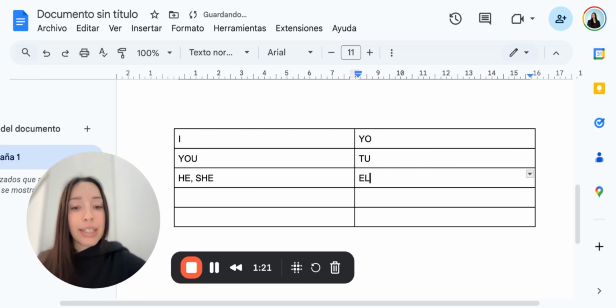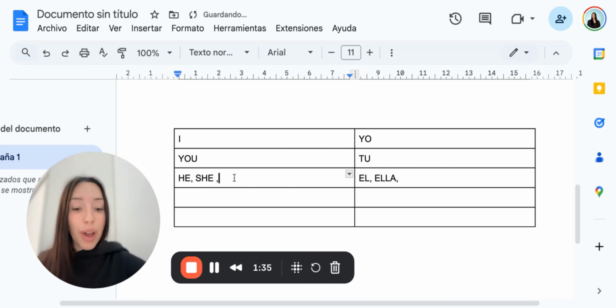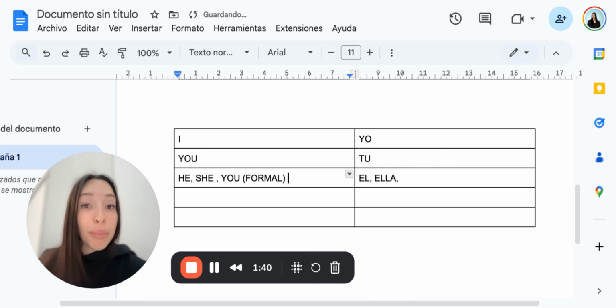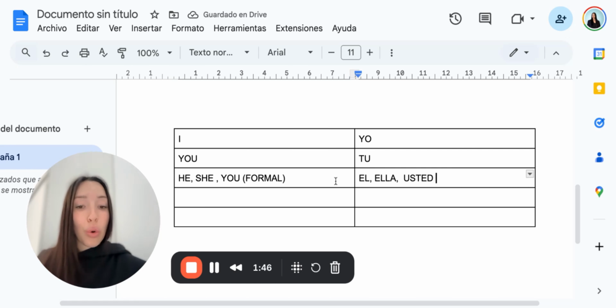Then we have he and she. He is él and she is ella. Also, the double L is like a Y, so it's very soft. Ella, ella. And also here we're going to have you, but it's going to be the formal one, which is usted. Usted. So we have él, ella, usted.